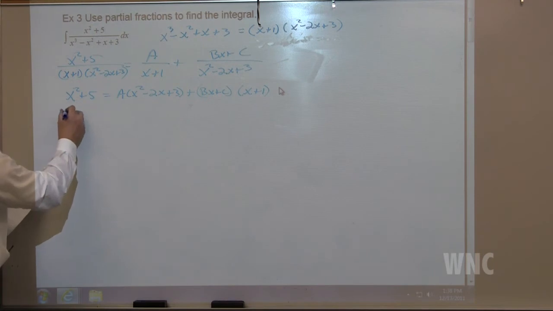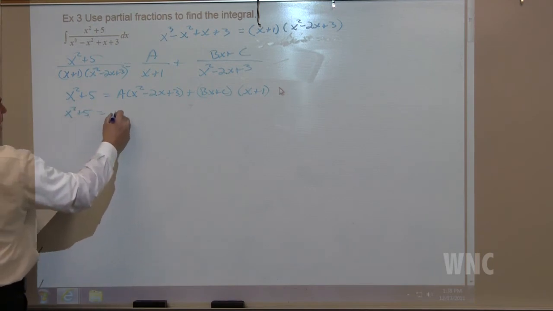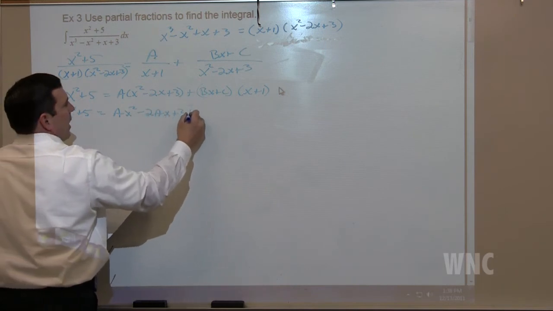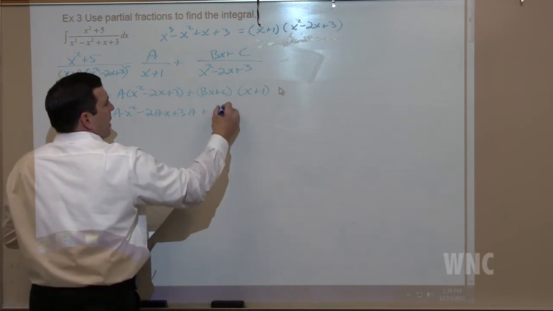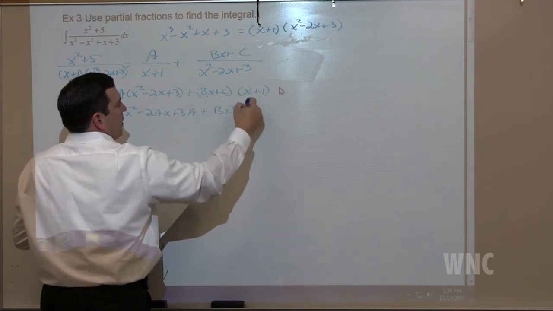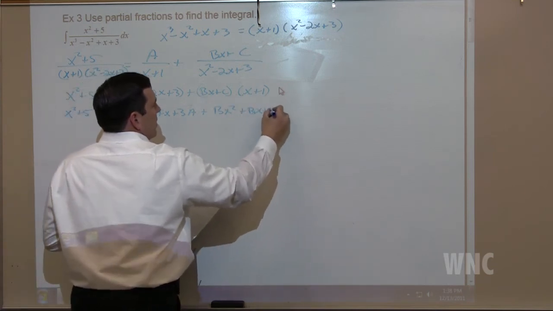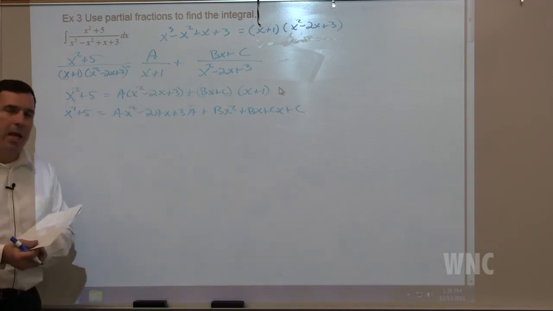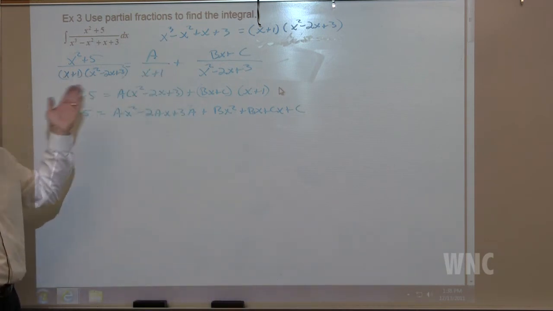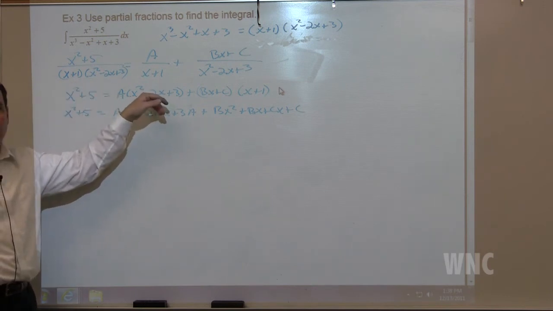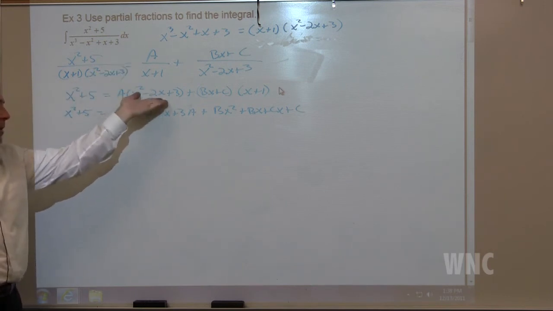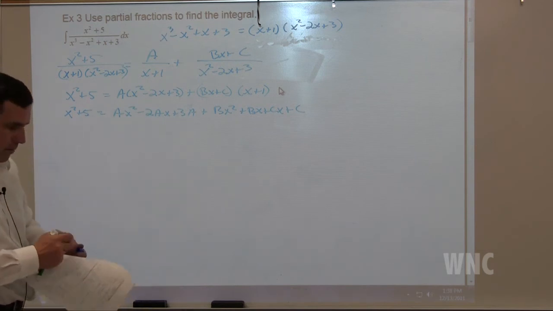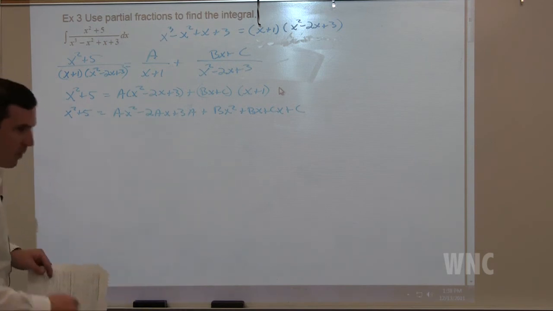So we'll have x squared plus 5 equals ax squared minus 2ax plus 3a plus bx squared plus bx plus cx plus c. So this one, unfortunately, we can't do what we did in the previous where we were able to just eliminate stuff because this is prime. We can't just substitute something in and make it 0. So I'm going to change pens because this one's getting kind of dry. Hopefully this one's better.